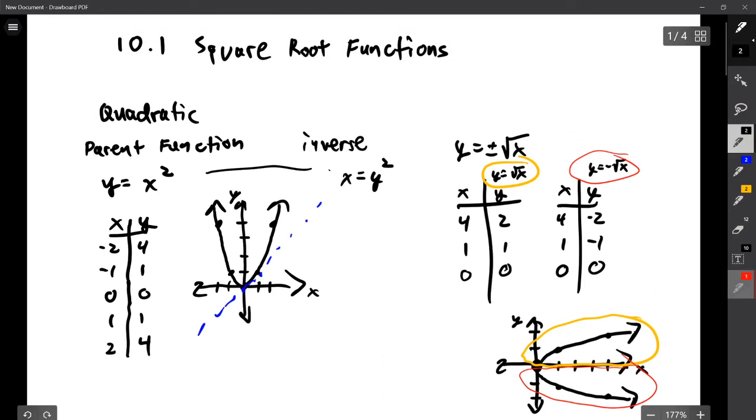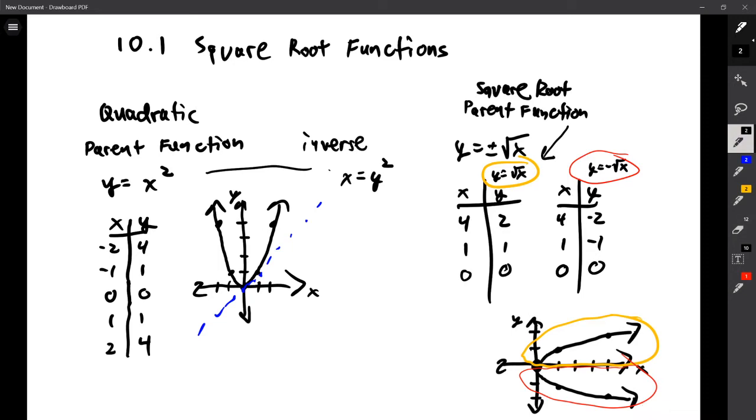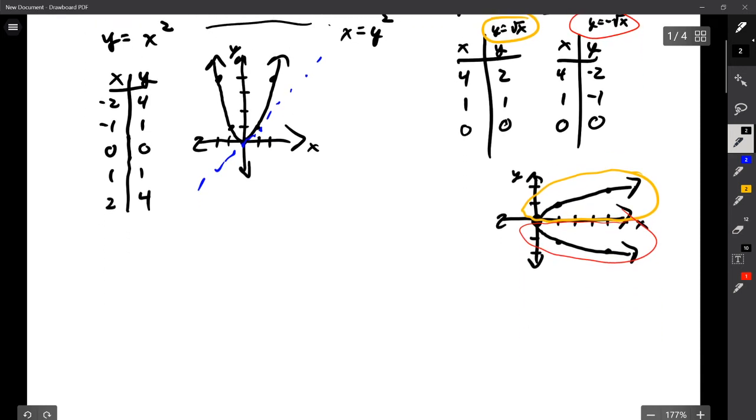And so I could say this is a square root function again, and this is the parent function. The parent function is technically, oops, not that one, wrong one, it's the positive one, y equals the positive square root of x. Okay? All right, but what happens with changes to these things? Well, let's look at that.